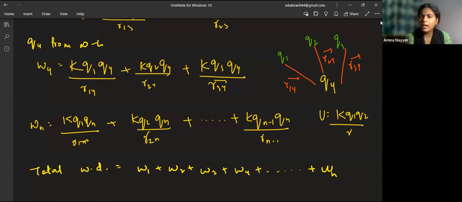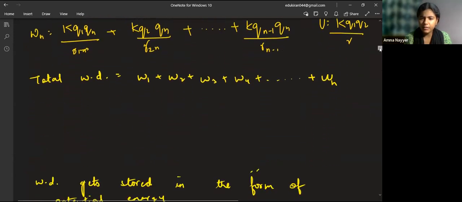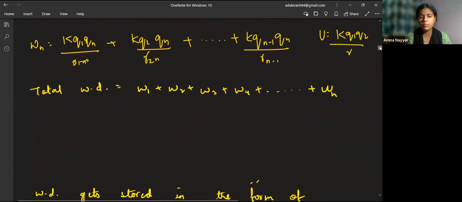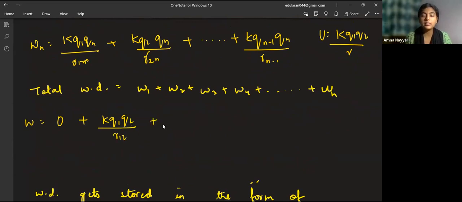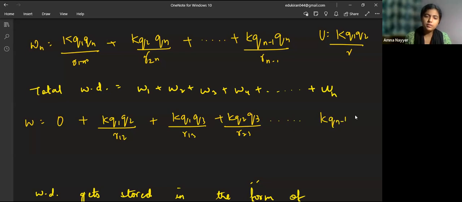At the last, when you add all this, just to understand in detail, we'll write the reformed form of it, so that will become easier. So basically, what is the net work done you are having? 0 is the work done first. K Q1 Q2 divided by R12 is the second work done, plus K Q1 Q3 by R13 plus K Q2 Q3 by R23. This is work done 3. So like this, the nth you will have as K Q(n minus 1).